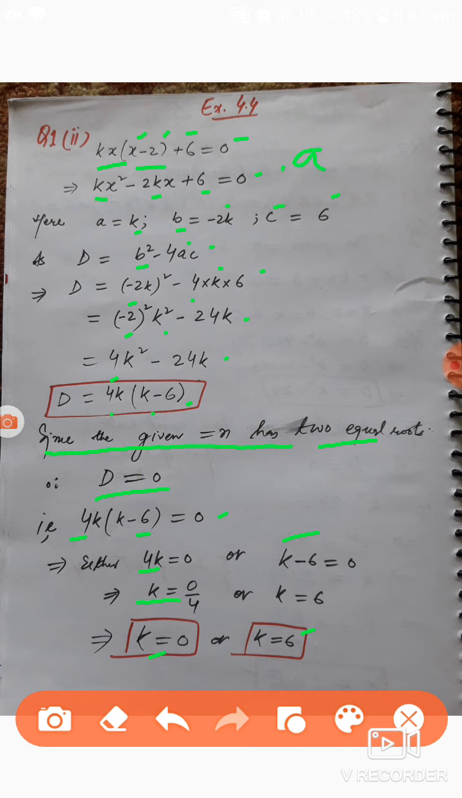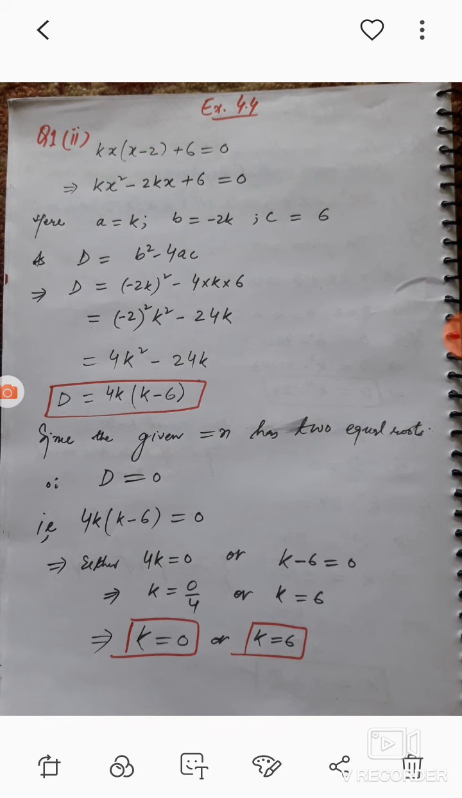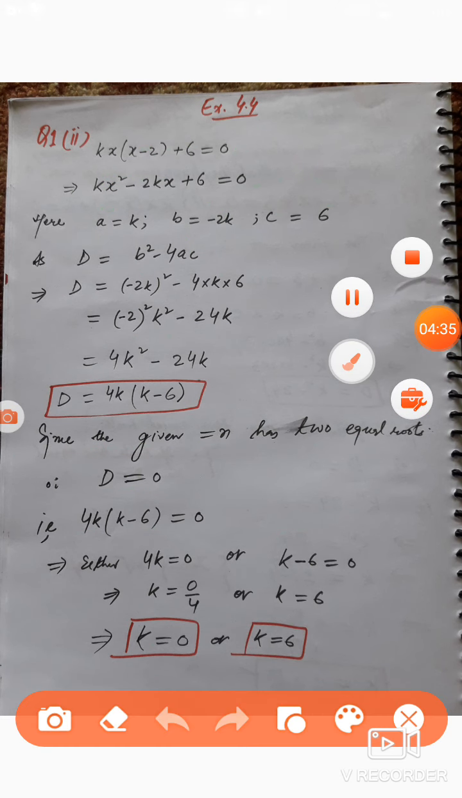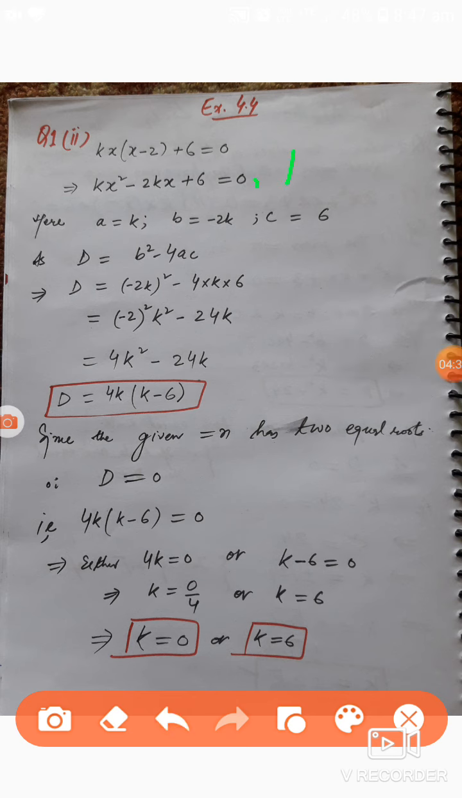The point over here is that k should be a non-zero real number. Therefore 0 is not a value for k, so the only value for k over here is 6. So we have this value for k in the equation.